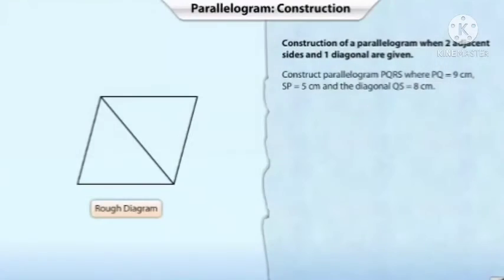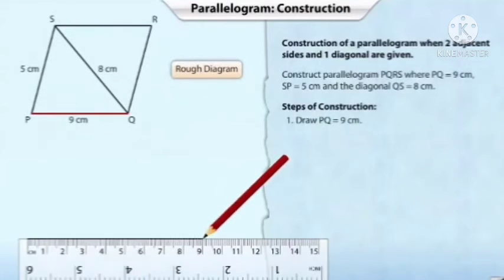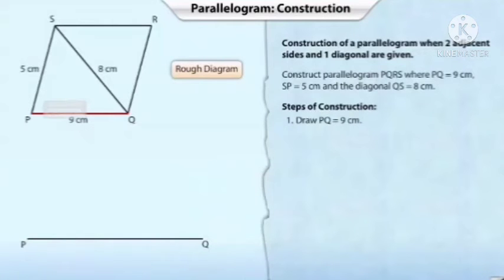of quadrilaterals. Let's draw a parallelogram when two sides and one diagonal are given. Here we are going to draw first a rough diagram containing PQ 9 cm, SP 5 cm and diagonal QS 8 cm. Let us construct the parallelogram PQRS.